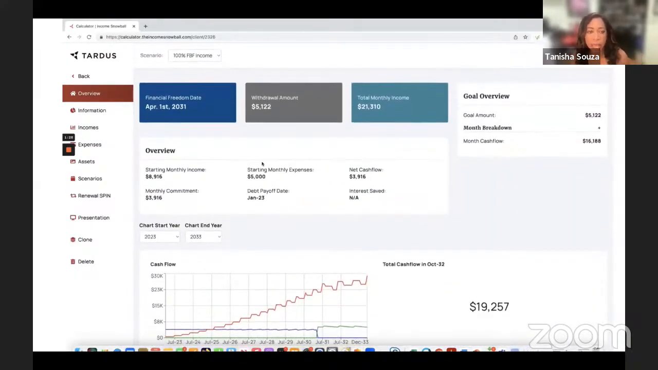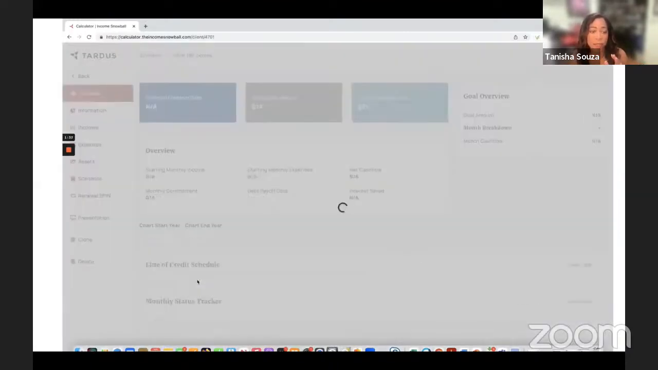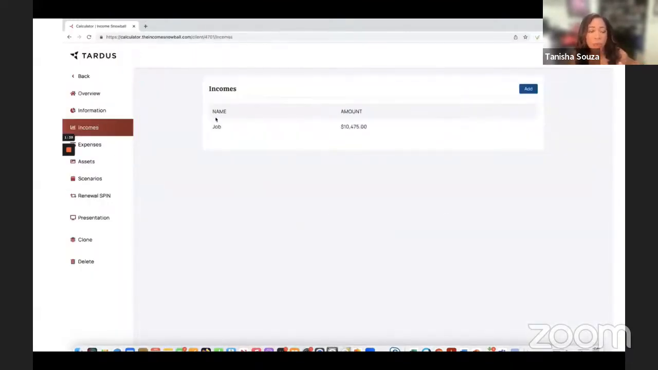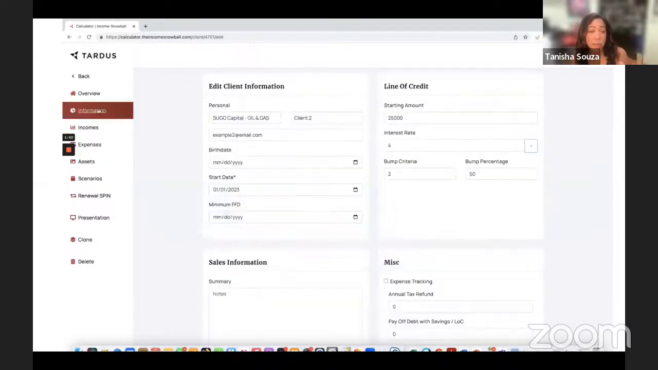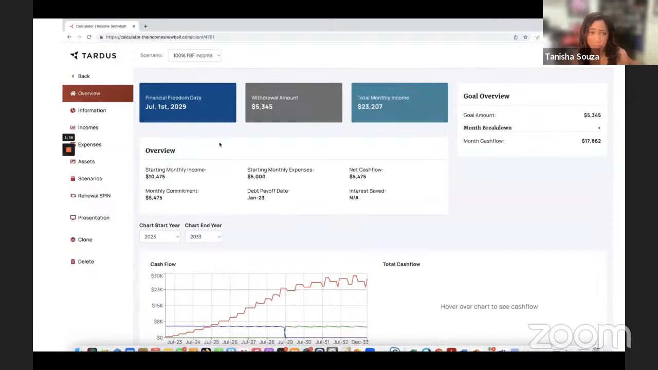Now let's take a look at what happened. Remember that date, April 1st, 2031. That is 8 years from now. That's an 8-year financial freedom date. Now we're going to look at someone with that tax benefit who's actually able to take home more money, $10,475, because remember, they were taxed at a lower tax bracket. $5,000 in living expenses, the same living expenses, the same start date, January of 2023. The financial freedom date is 2 years earlier. So instead of 8 years to financial freedom, we're now at 6 with just a tax benefit.